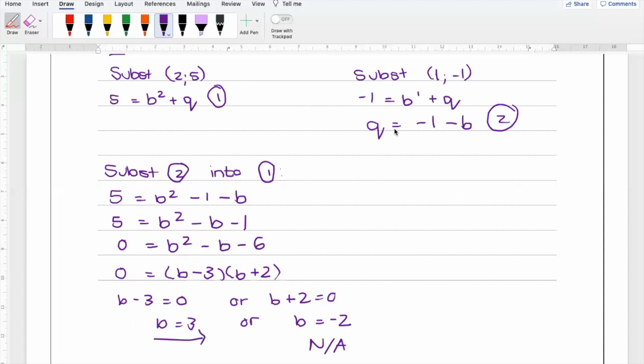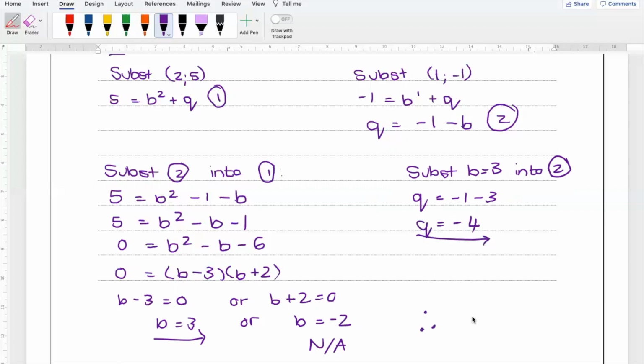Now that I know b, why don't I just substitute it into equation 2? And we're going to get q is equal to minus 1 minus 3, which is equal to minus 4. That means I have my b value and I have my q value over here. So I know my whole equation is going to be y equals 3 to the power of x minus 4.